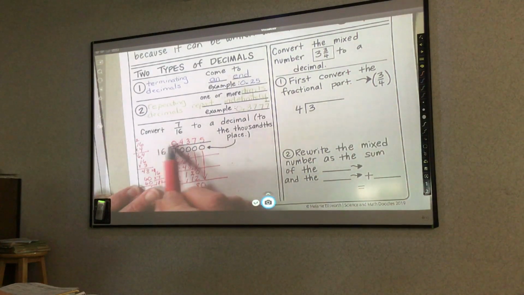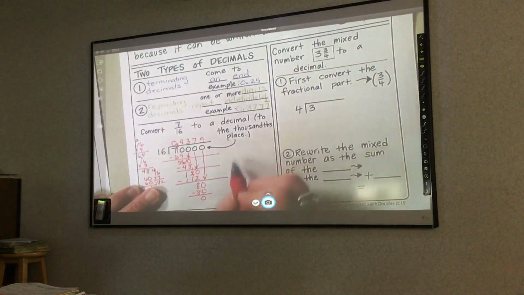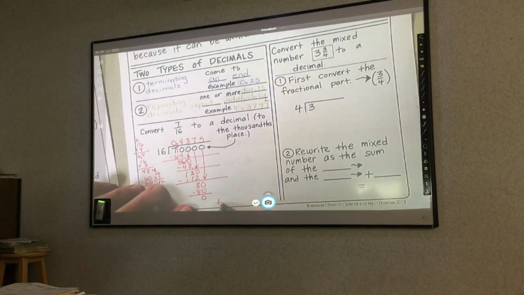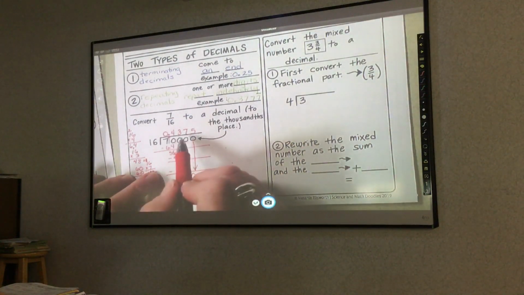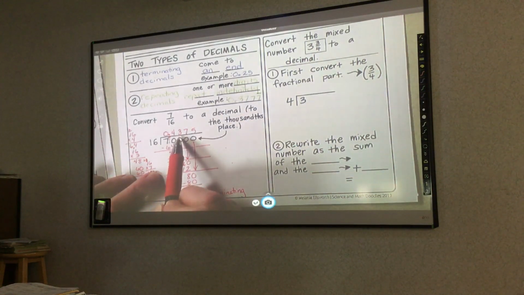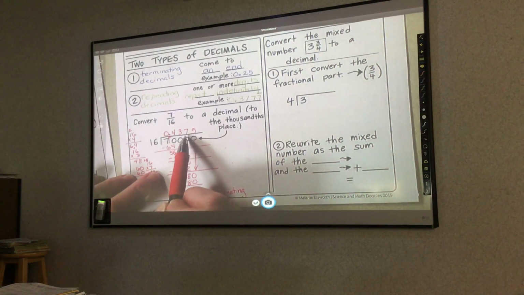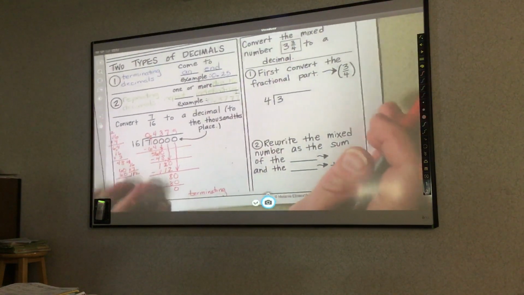Now, what kind of decimal is this? Terminating or repeating? Terminating. I want you to write that in the corner. Sometimes they might just say round to the nearest tenth, round to the nearest hundredth. If it says round to the nearest tenth, I would only have to go to the hundredths place. If I have to round to the nearest hundredth, I only have to divide to the thousandths place. So make sure you're reading the directions carefully on what to divide to.